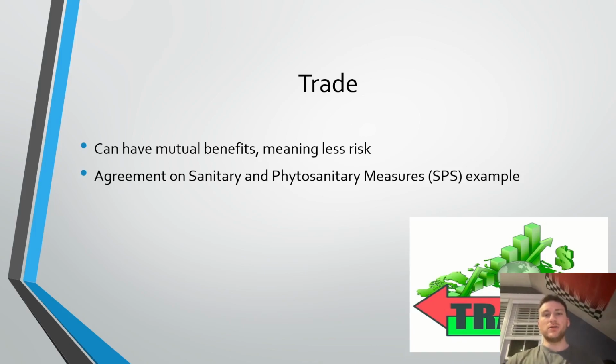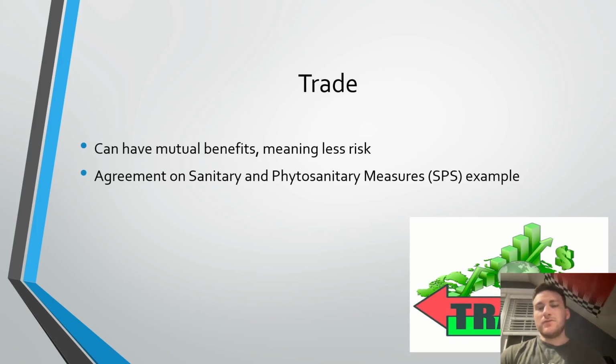All right, so next up is trade. From a risk management perspective, trading and agreements can have upsides for both parties involved, and each side can manage or negotiate their own risk. Obviously, each side is going to want to have as much upside with as little downside as possible, and that way they're again mitigating or managing their own risk.